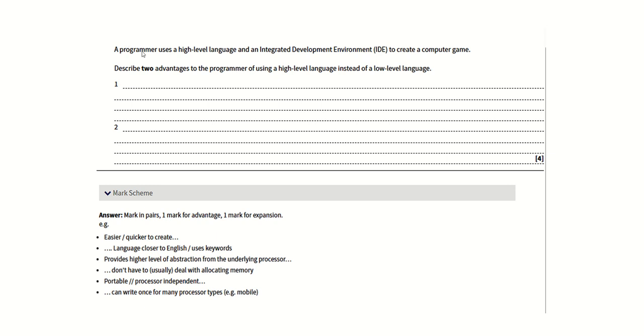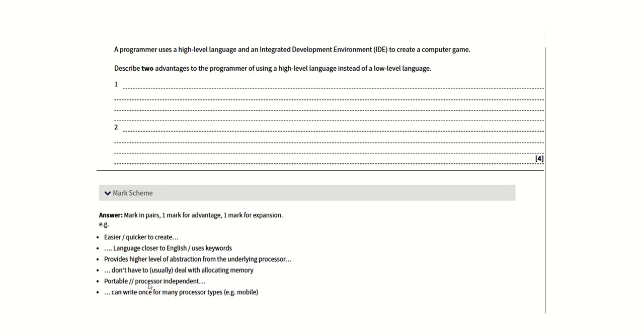Right, this one. A programmer uses a high-level language and an integrated development environment to create a computer game. Describe 2 advantages to the programmer of using a high-level language instead of a low-level language. Easier, quicker to create. Language closer to English. Uses keywords. Processor independent.